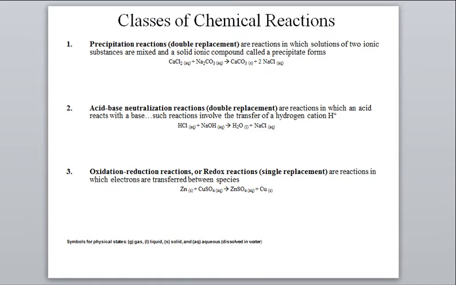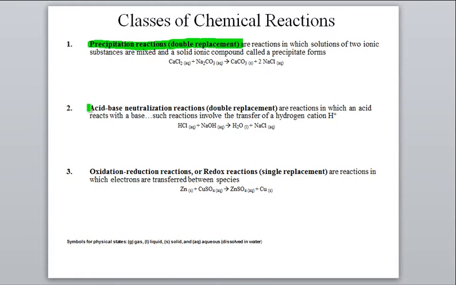So there's 3 main types, and it's a small part of chemistry. There's an enormous amount of different types of chemical reactions. Here we're just going to look at 3 relatively simple types of reactions. The first one we're going to look at is called precipitation reactions, and they're part of a general class of reactions called double replacement. And I'll explain why it's called double replacement.